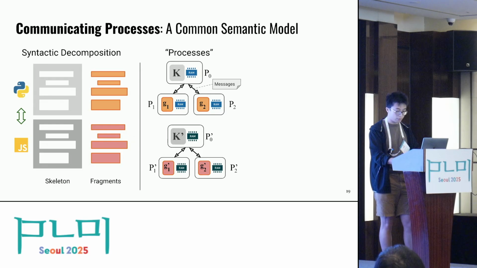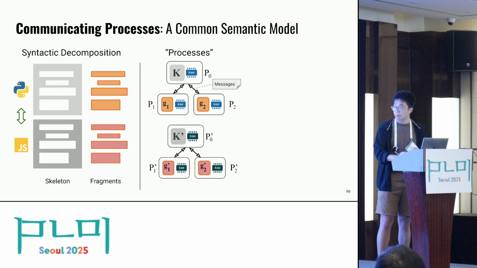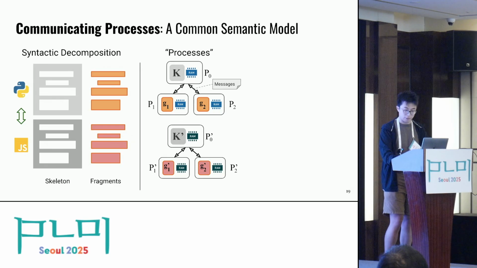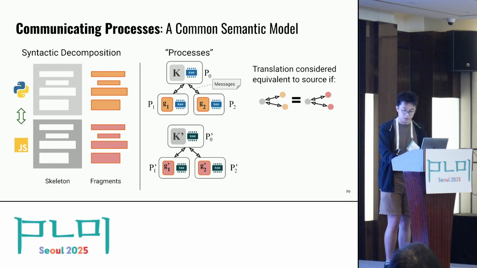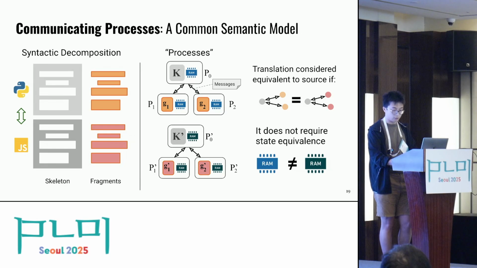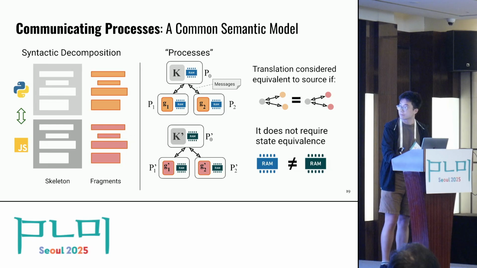In this abstract model, we expect a correct translation to replicate similar semantics, basically the same set of processes and the same messages in and out of these processes. We consider it sufficient for the translated fragment to be correct as long as the messages are equivalent to the source. Note that it does not require the internal states of these processes to be equivalent across the languages.